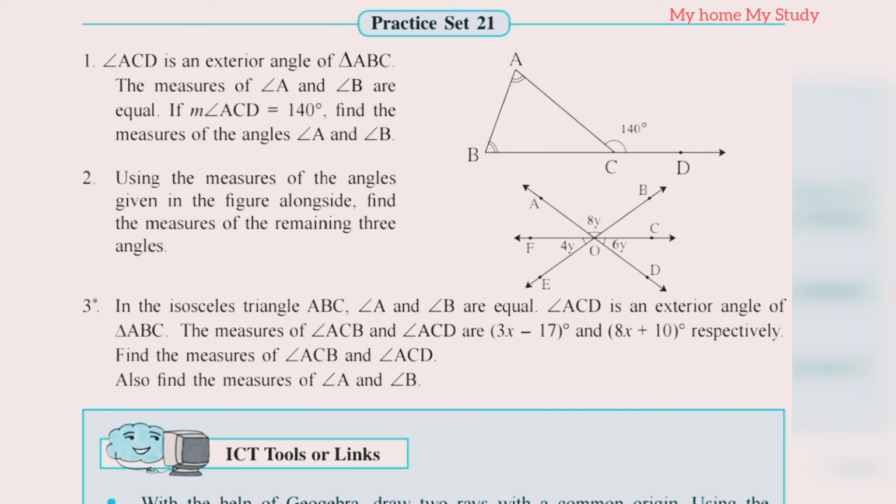Practice set number 21, first question is, angle ACD is an exterior angle of triangle ABC. The measures of angle A and angle B are equal. If measure of angle ACD is equal to 140 degree, find the measures of angle A and B.